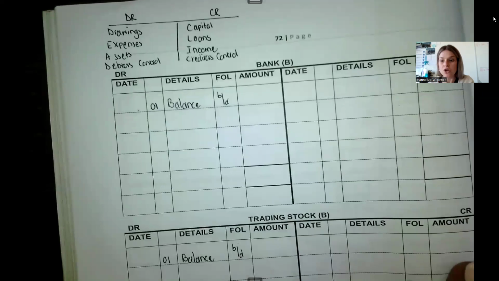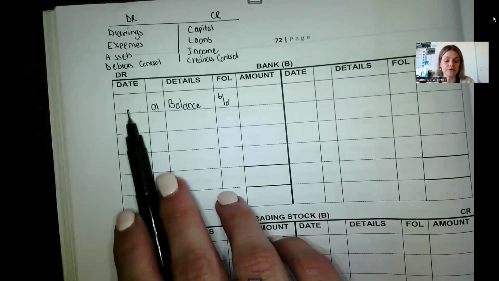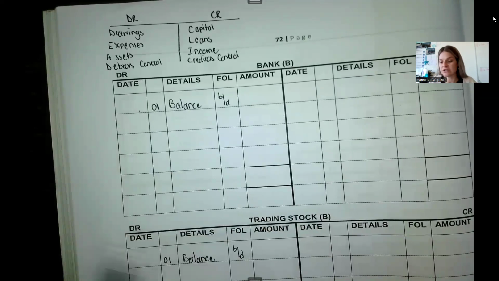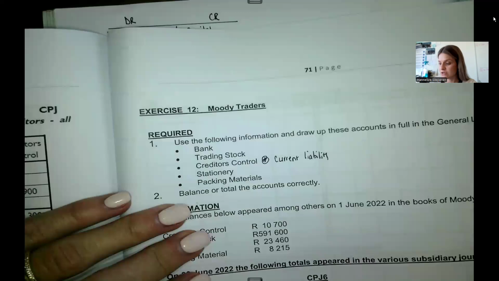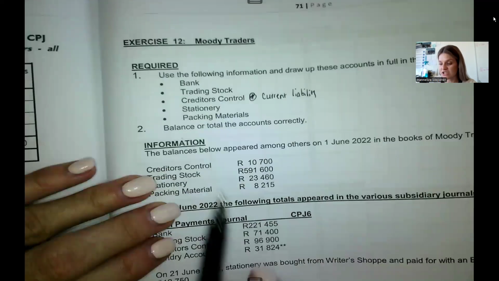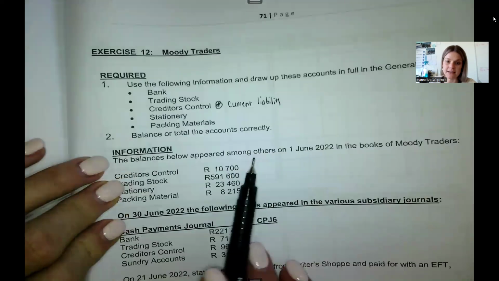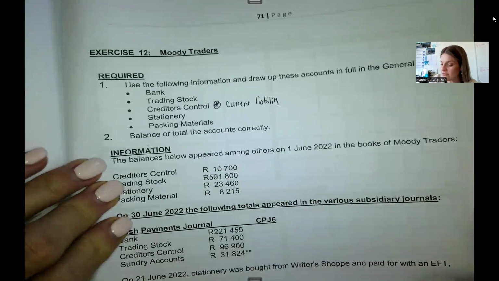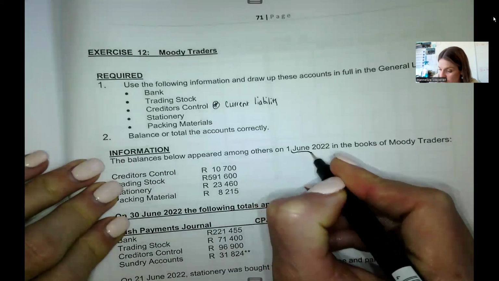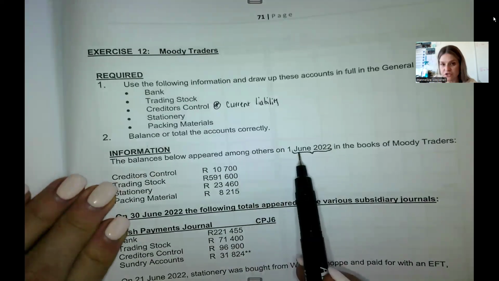Okay, so that's you starting to open your accounts. Your accounts will be open once you have your amounts with the full date there. But to get that, you need to go to the question. Okay, so in information 1, it says the balances below appear amongst others on the 1st of June 2022. So now you have your month and the year, so you can complete that. And then it says that it's on the 1st of June.